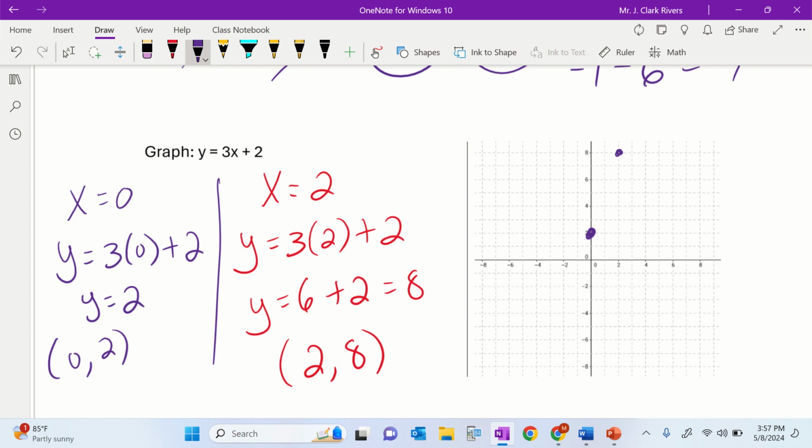All right, now watch what happens. If we keep going to the right, we're going to fall off the graph. Like if you picked 4 here, 3 times 4 is 12. 12 plus 2 is going to give us 14, and 14 would fall off the graph. So let's go to the left.